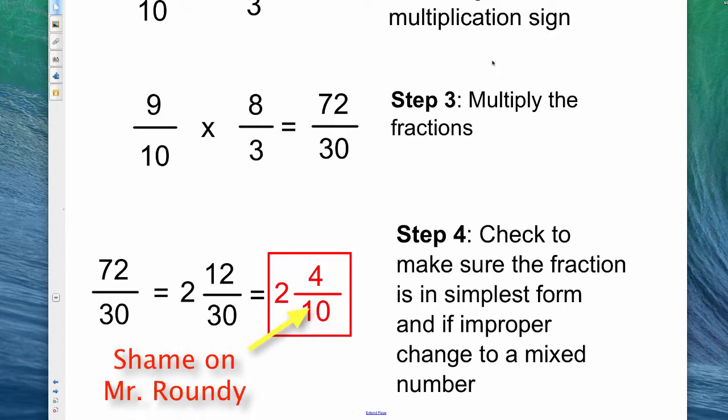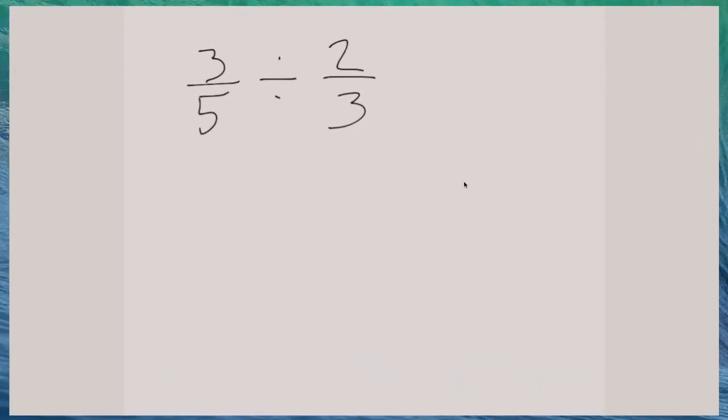Let's go ahead and look at a practice problem, and we'll do it in real time. In this example, let's divide 3/5 by 2/3. We're going to start out by doing the first step, which is to take the divisor and find its reciprocal. We do that by flipping it upside down. So instead of 2/3, we get 3 over 2.